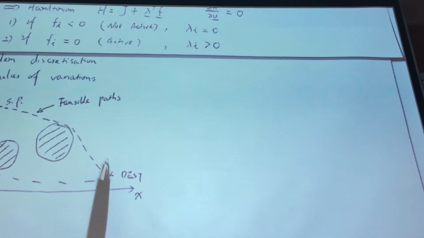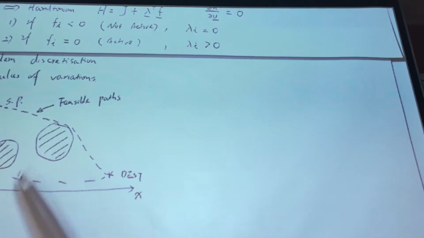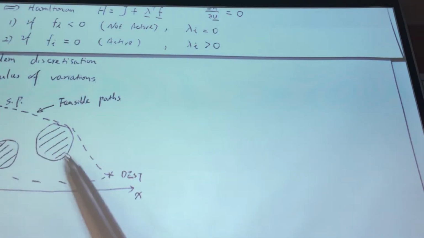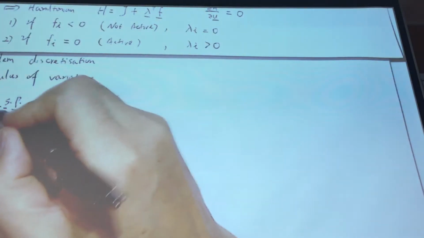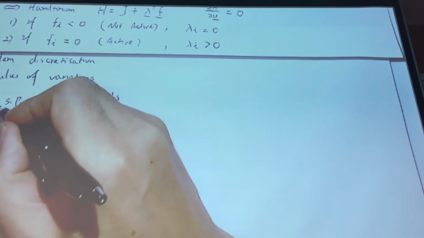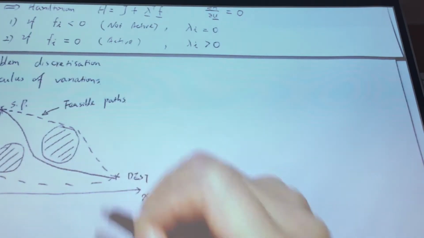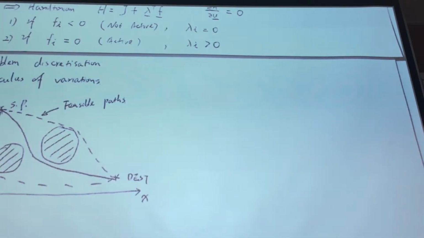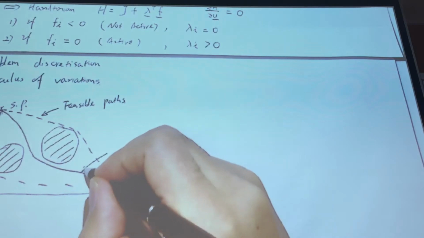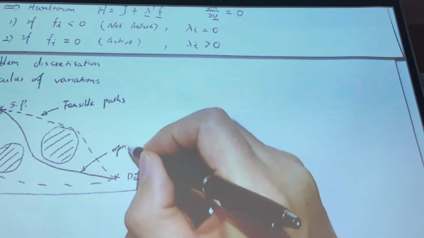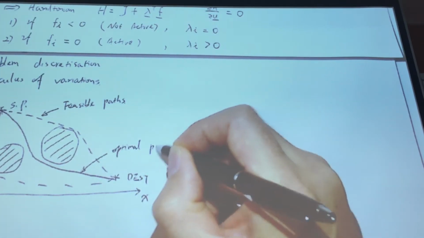So all these are feasible paths. But by using the potential function method, we are not able to optimize the path. We know the optimal path probably is given by a path like this. So how to determine this optimal path?